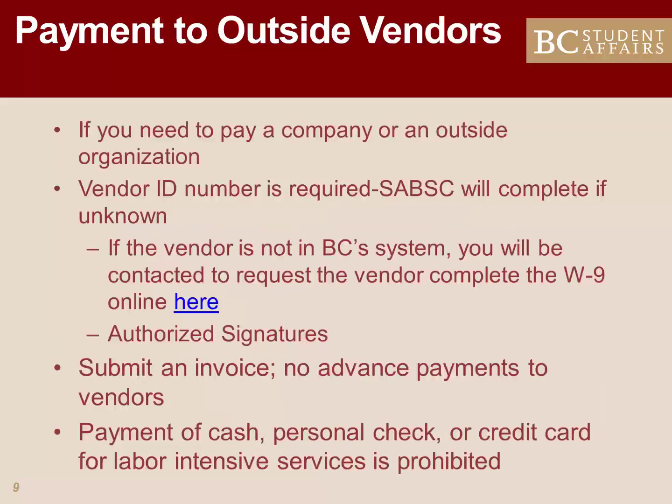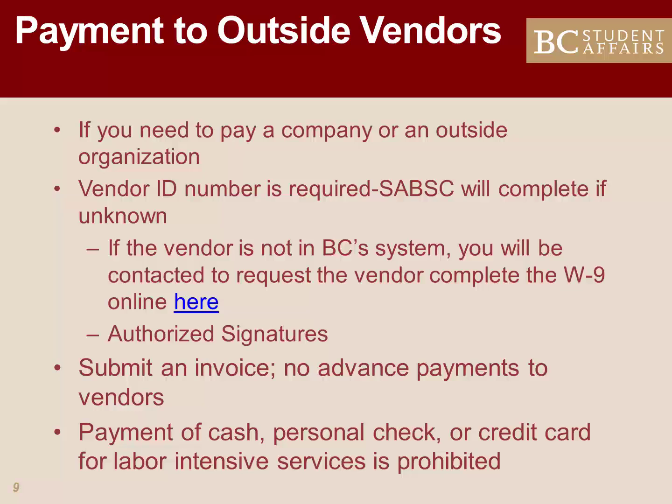The outside vendor payment form should be used to pay a company or organization outside of Boston College. In order to request a payment for an outside merchant, vendors that have never previously done business with BC must first complete a W-9 tax form. The electronic W-9 can be found on the SABSC website or on the link provided. The contact person should send the link to vendors to ensure they have completed the W-9 process.